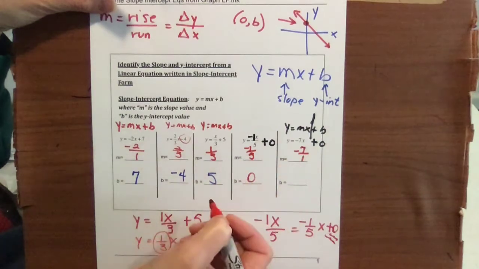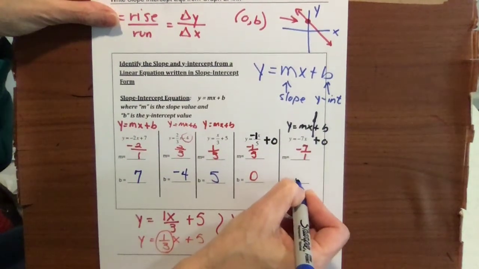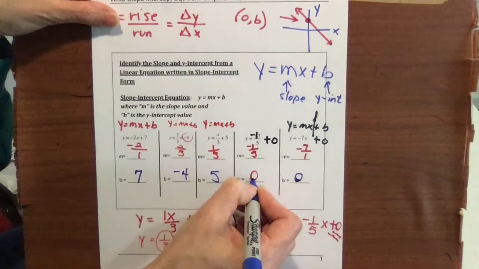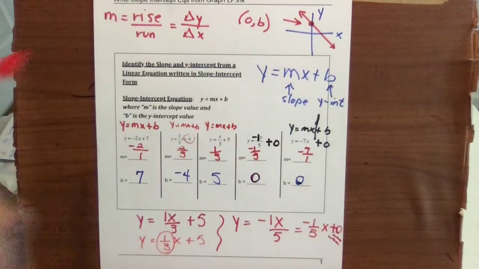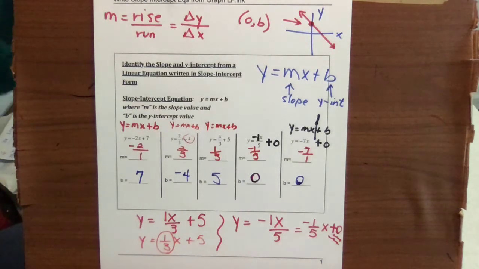Gives you a rise and a run. And our y-intercept is 0. Okay, we should make that one. So that's how you extract the slope and the y-intercept from a given equation in slope-intercept form.